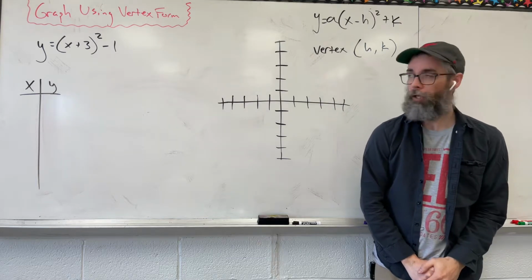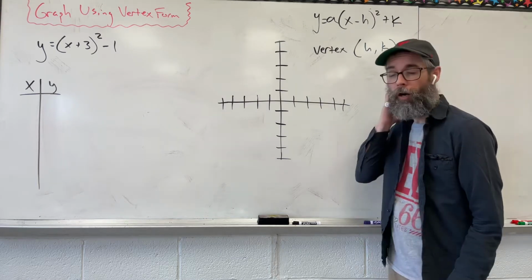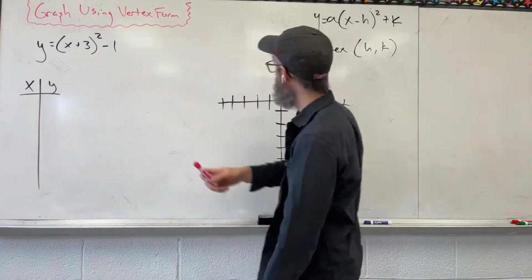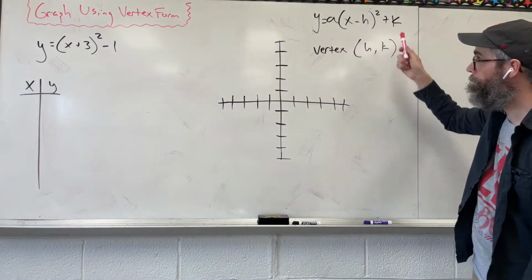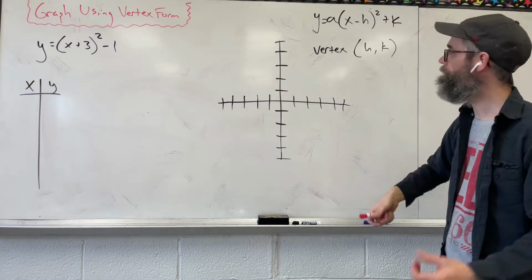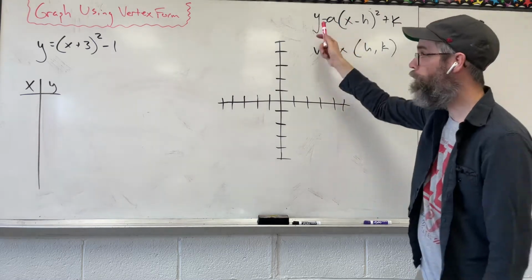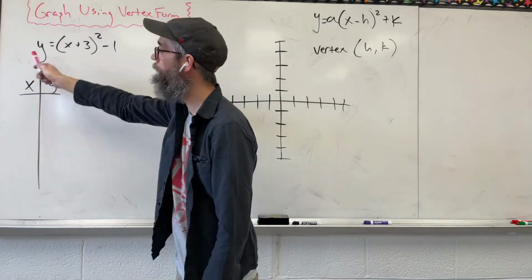We're going to look at graphing a quadratic using vertex form. Vertex form is another way of writing a quadratic using parentheses. And when it's in this form, everything kind of tells us something. So A, H, and K are actually going to be numbers. X and Y stay X and Y. They're not going to change.